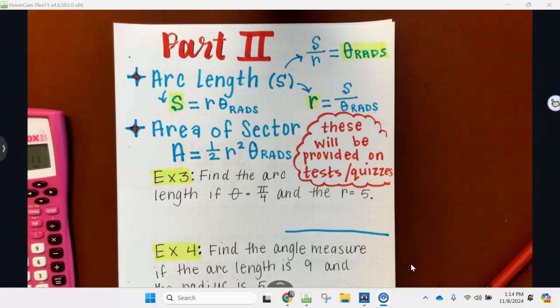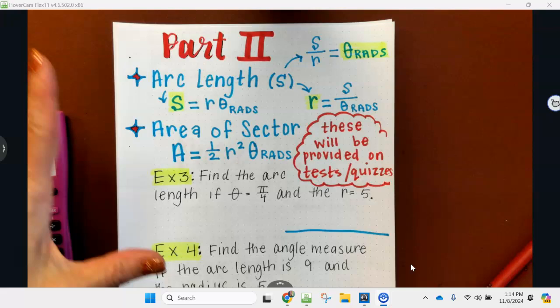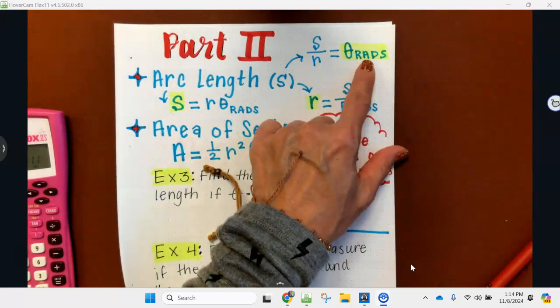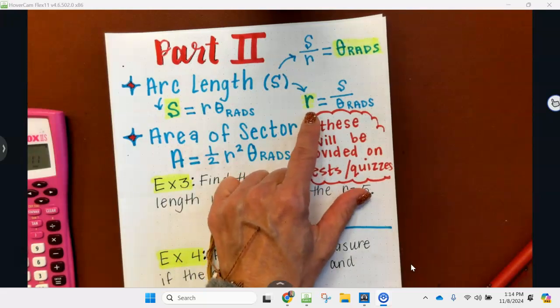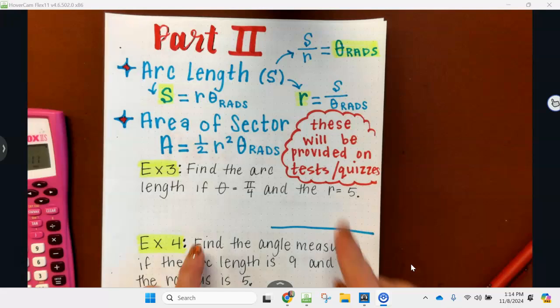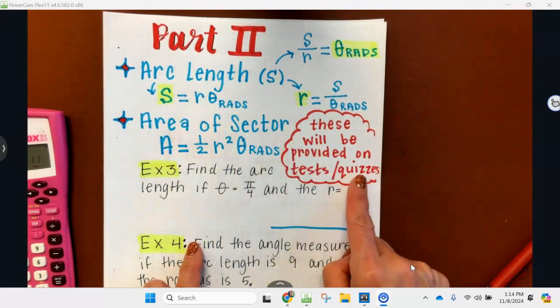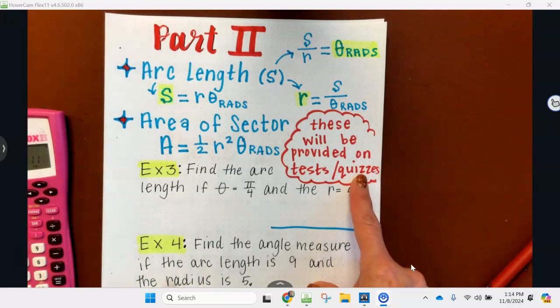Part 2 is going to be kind of like a geometry review. So we're going to be finding arc length, or based on this, we're going to find the radians, or we might have to solve and find the radius. And remember, I am providing these to you. Don't feel like you have to memorize these. I'm going to print these on a test and quiz for you. All right, so here's how we use these.